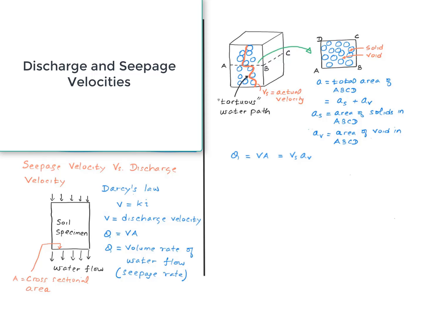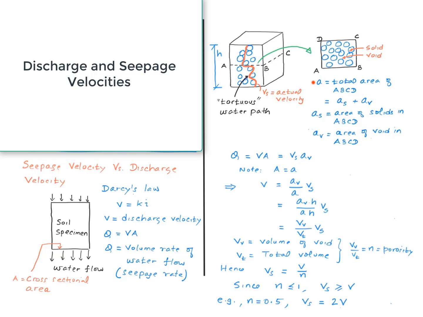Here I am expressing the volume rate of flow in two different ways. First, using the discharge velocity, and then using the seepage velocity. So notice that I am multiplying the seepage velocity by the area of the void space. The total area, little a, is what I call capital A over here. By rearranging this equation, I get this.